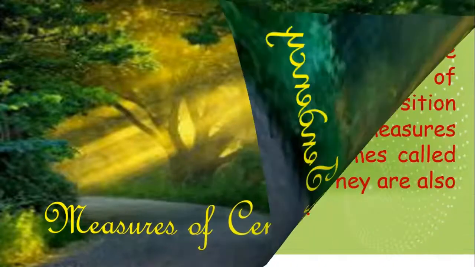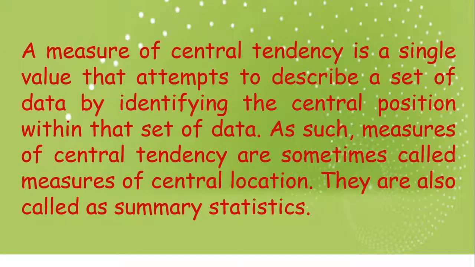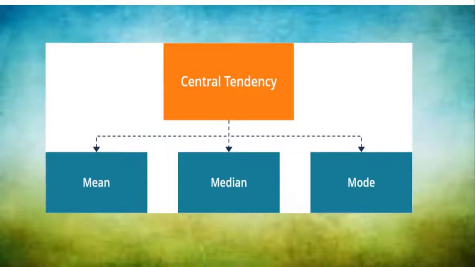In another way, a measure of central tendency is a single value that attempts to describe a set of data by identifying the central position within that set of data. As such, measures of central tendency are sometimes called measures of central location. They are also called summary statistics. Some of the measures of central tendencies are mean, median and mode.